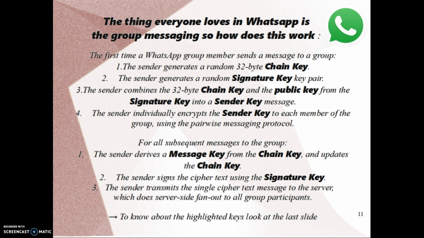For all subsequent messages to the group, the sender derives a message key from the chain key and updates the chain key. The sender signs the ciphertext using the signature key. The sender transmits the single ciphertext message to the server, which does server-side fan-out to all group participants. To know about its highlighted signs, look at the last slide.